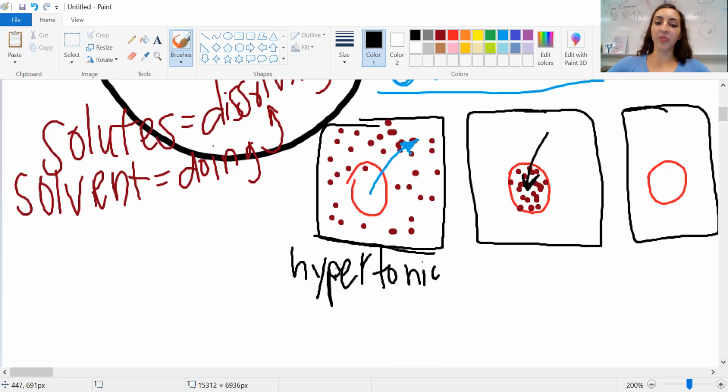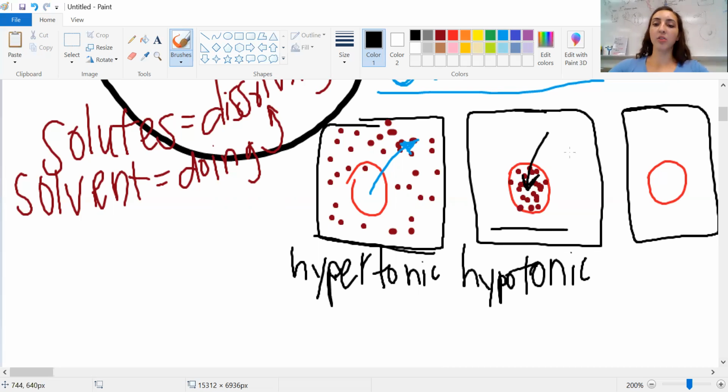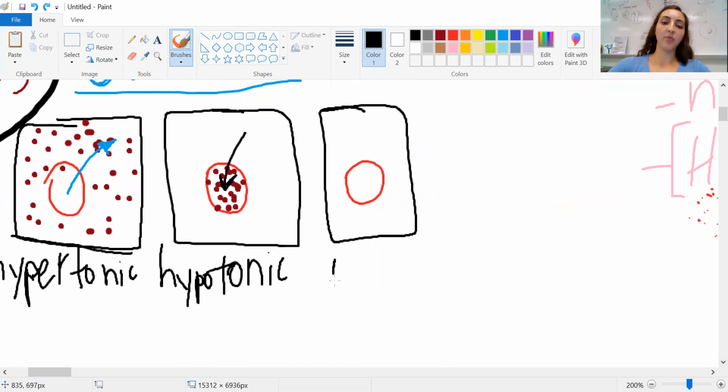An easy way to remember what this solution is going to be is hypothermia. You're trying to avoid hypothermia, so you're going inside. Hypo means low, all right? Hypo, and then hypertonic. So there's a low concentration on the outside. And then we have what we call isotonic, where the concentration of molecules is going to be the same within and outside the cell.